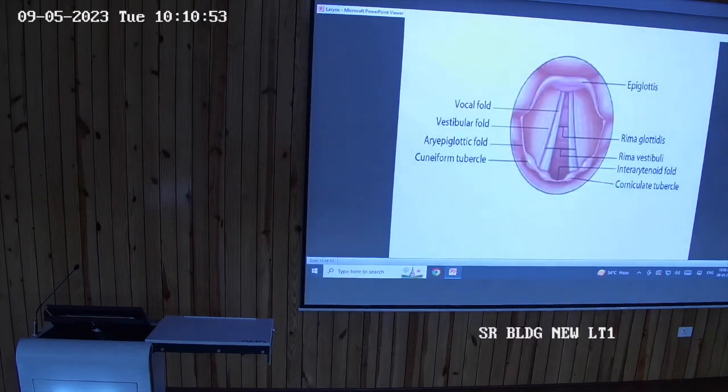This is the picture when we do the laryngoscopy, how we see the structure. Look here, this is the inner surface of the trachea, and these are the vocal cords. You are seeing these are the vocal cords. The space between the vocal cords is called the rima glottis. Look here, this is one vocal cord, this is another vocal cord. The space between the two vocal cords is called rima glottis. And the space between the two vestibular folds is called rima vestibuli.